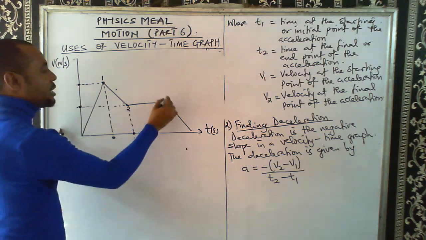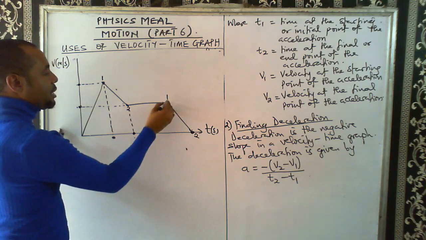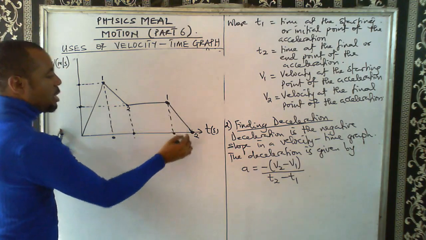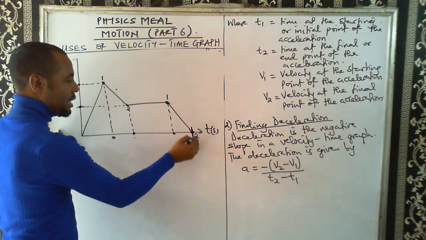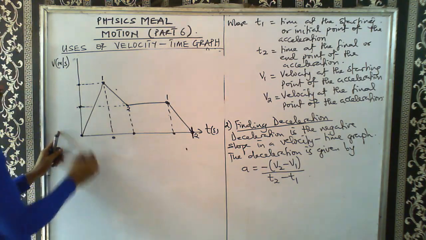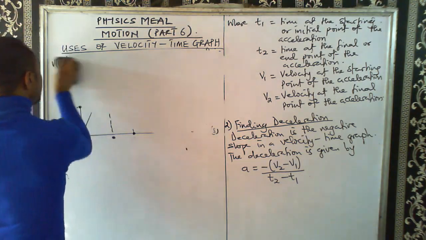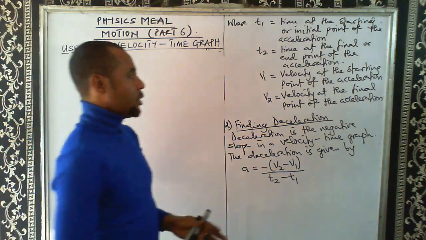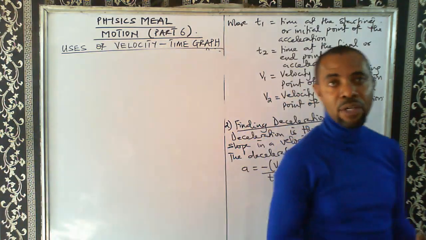The same thing here. This is the starting point for this one, and this is the end point. What is the velocity at the starting point? From here, move across, get the velocity. What's the time? From here, come down, get the time. What's the end time? From here, move down to the time axis. Then from here, move straight across to get the velocity on the velocity axis. So that's how to get your points in finding deceleration. Knowing how to trace these points is very, very important.